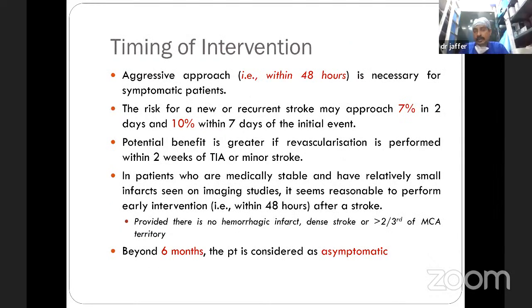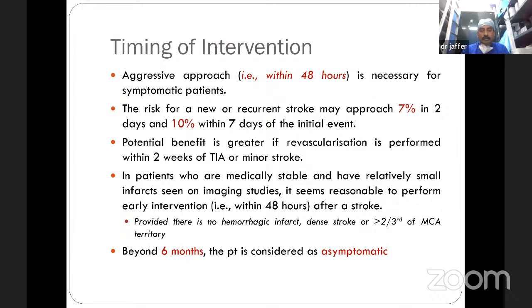So what is the timing of intervention? The best timing is within 2 weeks. And the Society for Vascular Surgery says that aggressive therapy can be given, within 48 hours for a symptomatic patient. This is because the risk of recurrent stroke can approach 7% in about 2 days and 10% within 7 days of the initial event. So hence, they say that we have to do aggressive management.